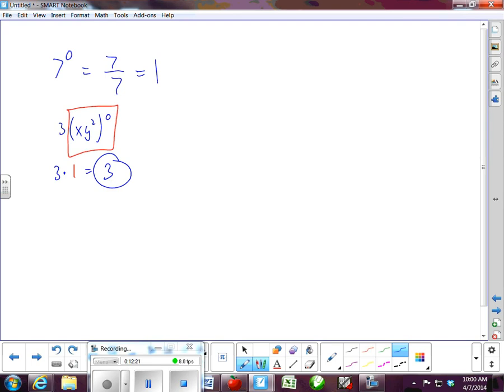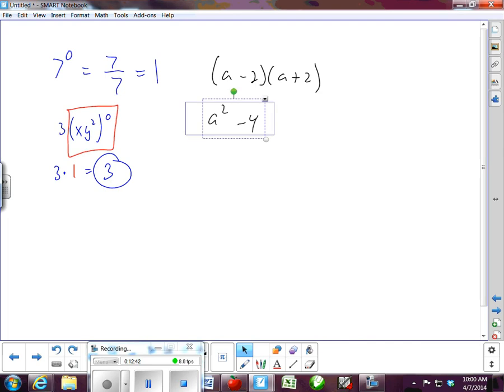All right, don't be surprised if you have to multiply out a difference of 2 squares, something like this. A minus 2 times the quantity a plus 2. And so you can do the shortcut, or you can multiply it out longhand. If you know it's a difference of 2 squares, you know it's going to be an a squared minus 4. If you don't remember it's a difference of 2 squares, then you're just going to multiply it out longhand.